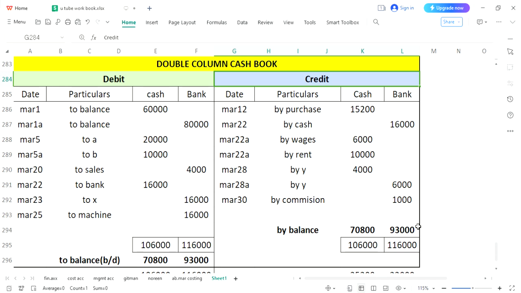Since the answers are available, the journal is also available, the double column cash book, all entries are also available in this solution, but still I am requesting you to please perform and practice this question more than once. The more you practice, the stronger your memory will be, and it would be easy for you to memorize.